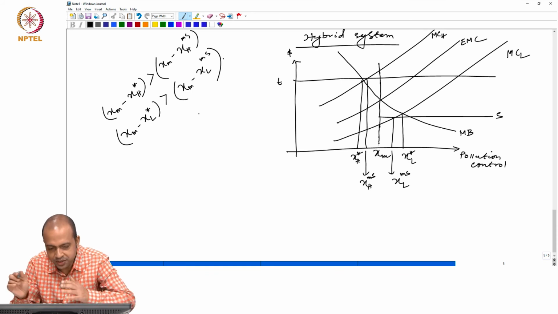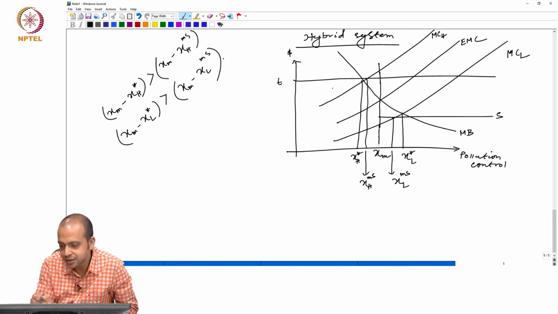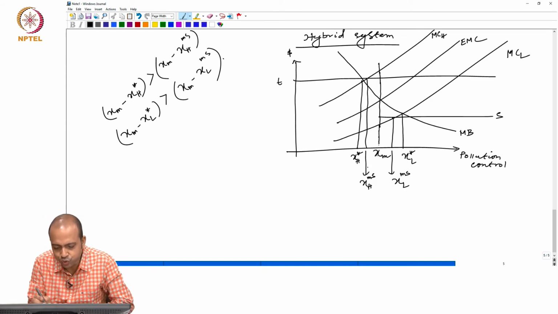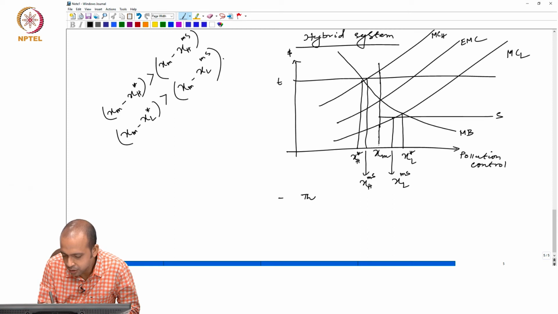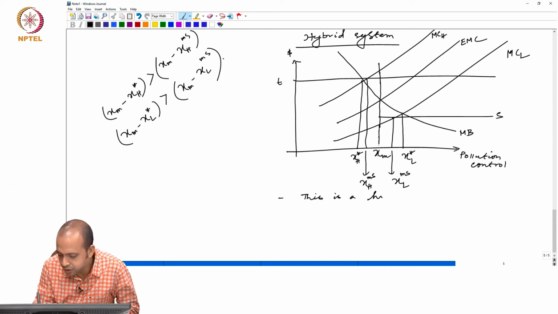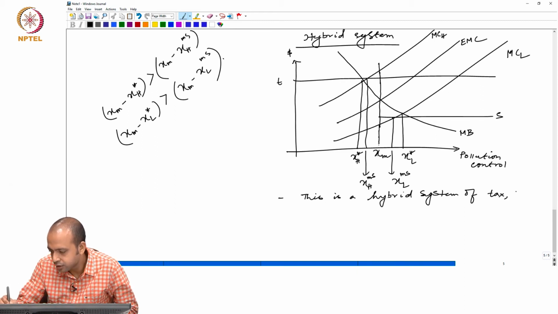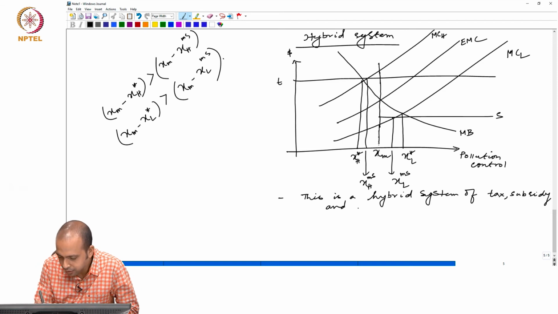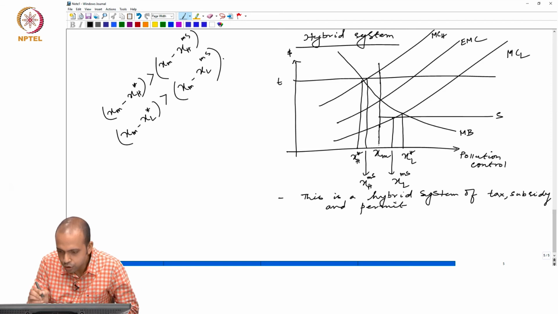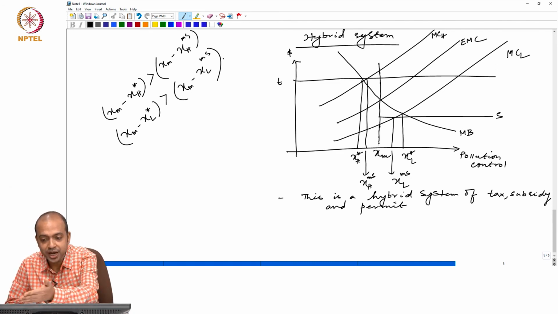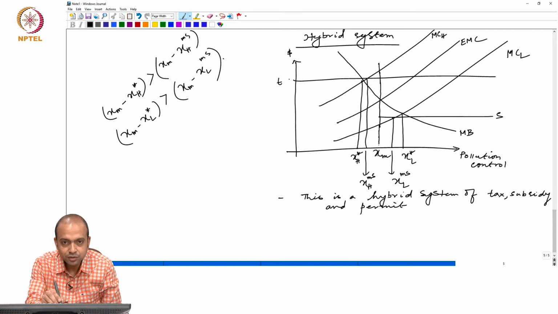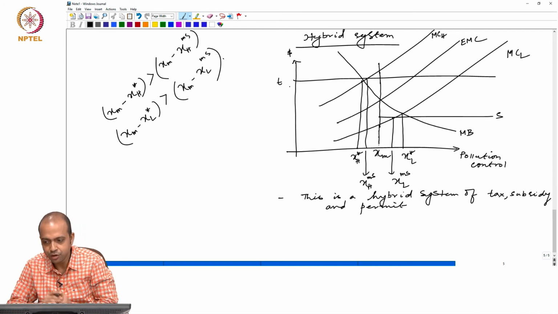Right. So, that means in this hybrid system, what are the instruments working? Tax, subsidy and permit. Now, what we are trying to do here? So, this is a hybrid system of tax, then subsidy and permit. When actual abatement cost is higher than expected, we are imposing tax also to reduce the divergence. When the actual cost is lower than expected, then we are giving subsidy.